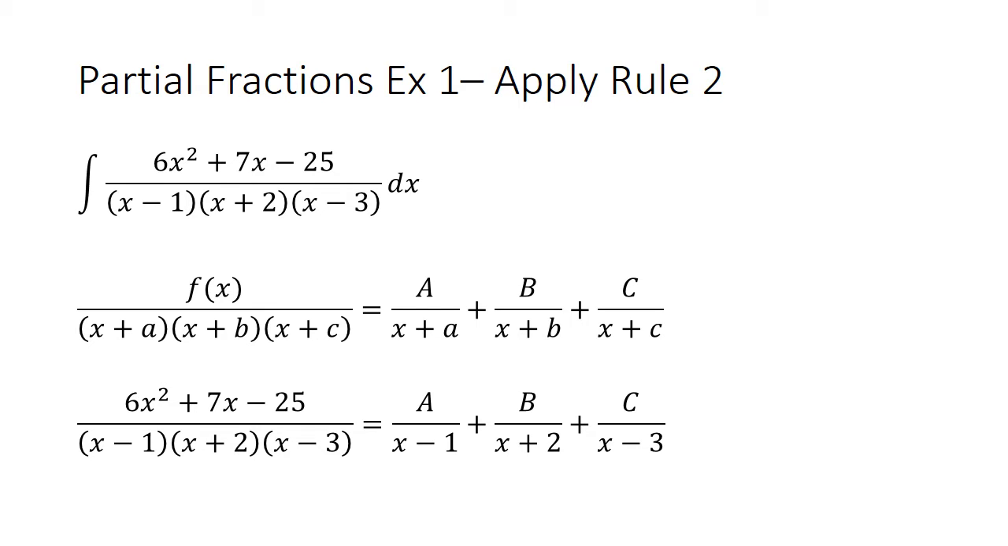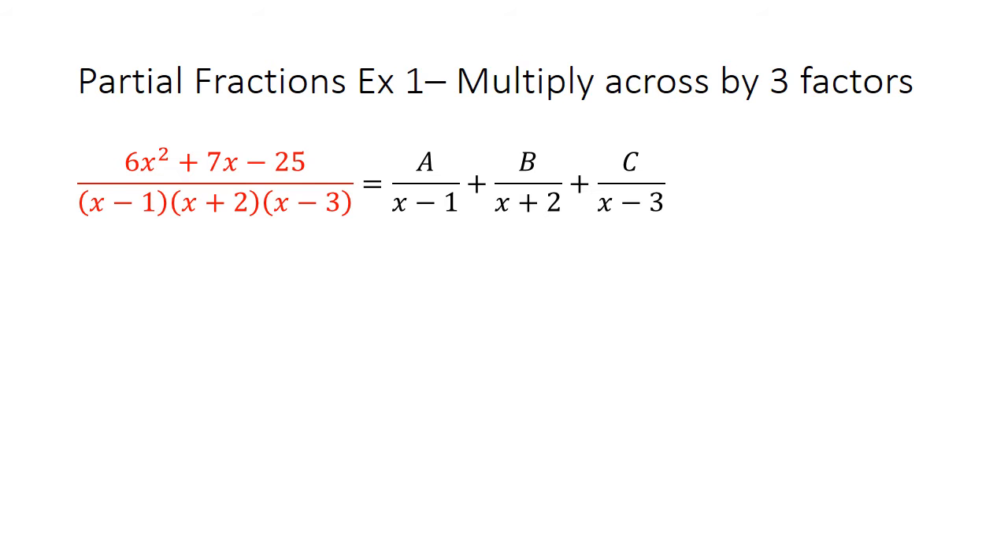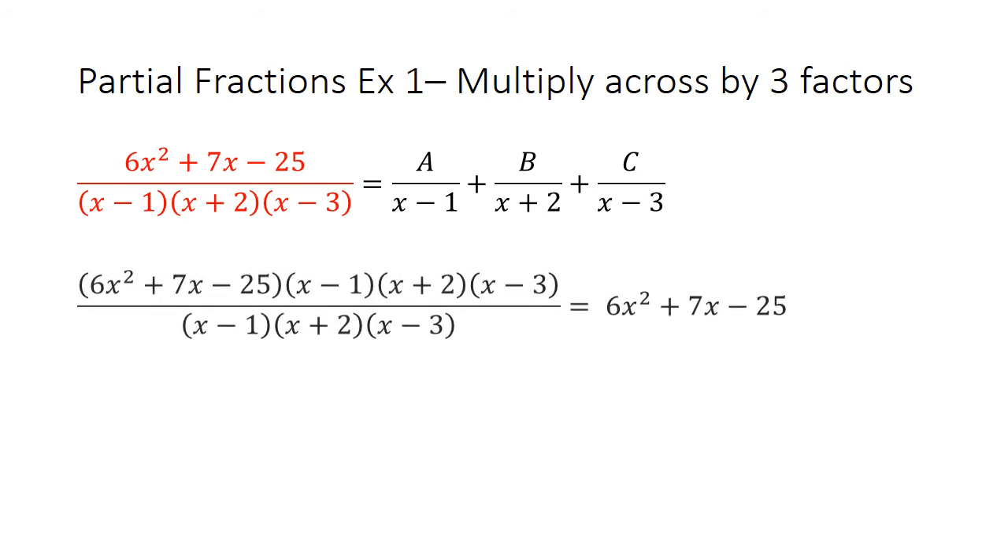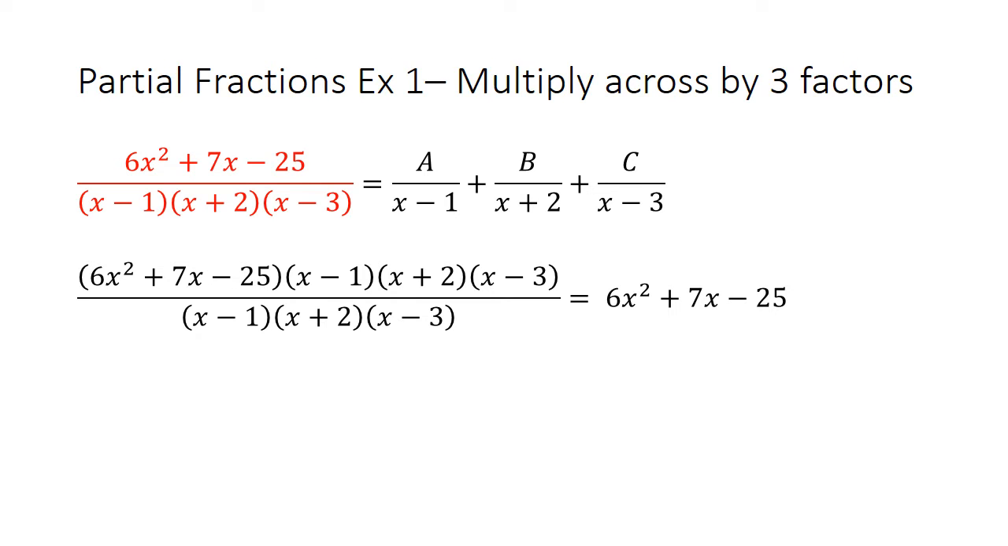To do that, we multiply each term, the term on the left-hand side and the three terms on the right-hand side, by the three factors of the denominator of the left-hand side. Consider the original equation, left-hand side. If we multiply this by the three factors in the denominator, you can see that the denominator will disappear. The x minus 1 cancels with the x minus 1, the x plus 2 cancels with the x plus 2, and the x minus 3 cancels with the x minus 3. So we're left with the original numerator. This gives us the first term in our revised equation.